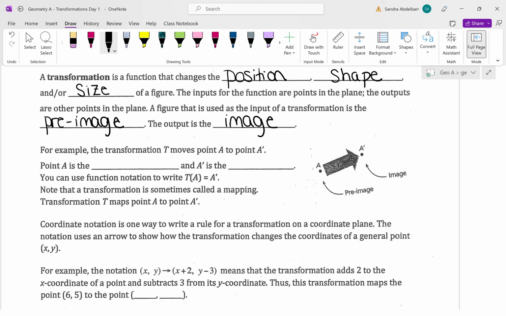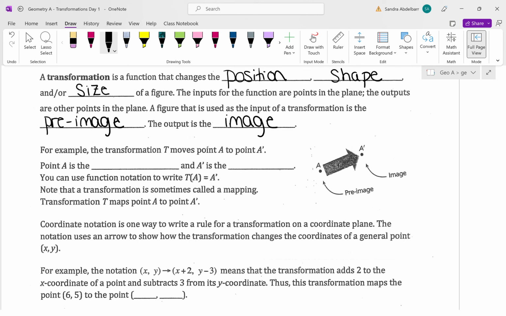Okay, so whatever you start off with is the pre-image. Whatever you end up with is called the image. And a transformation can change its location. It can change its size. So like a dilation is a transformation because we change the size in a dilation. So you can change its position, its size, its shape. All those fall under transformations.